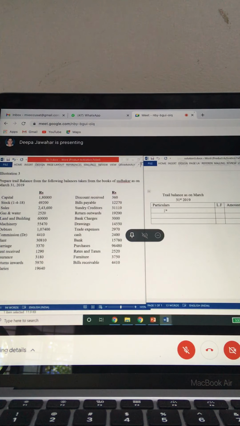So please take your notebook and write trial balance as on March 31st, 2019. Particulars column is there.